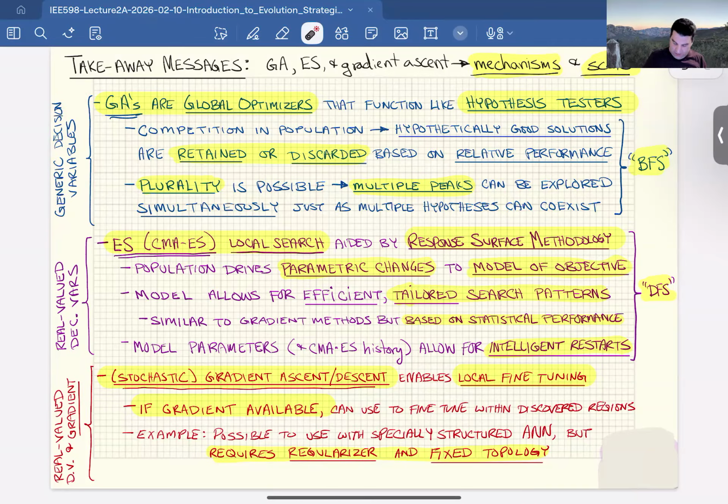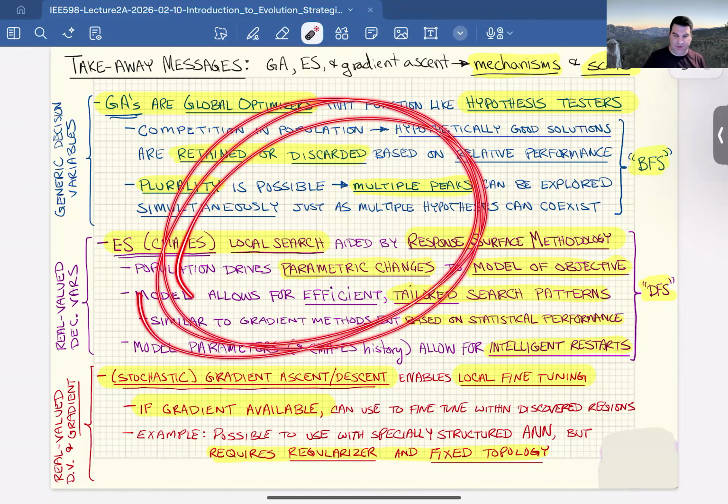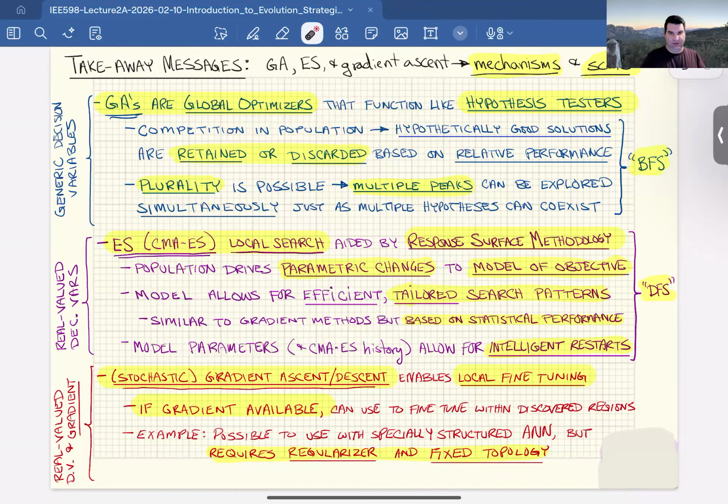So for example, you can use stochastic gradient descent with artificial neural networks, but you really need a regularizer added into that loss function to tame the gradient descent into one small location, and then a fixed topology. You have to decide ahead of time: I'm using this type of neural network, and I'm not going to change how many weights there are. But once I have all those weights, I'm going to tune those weights. These methods actually allow you to choose which weights to use and which weights not to use. They change the topology of the network.